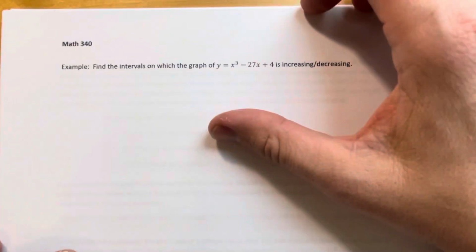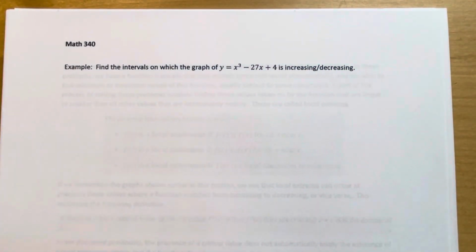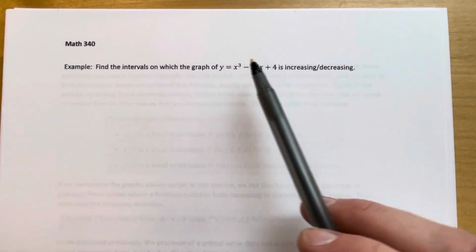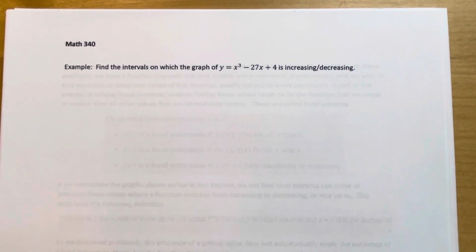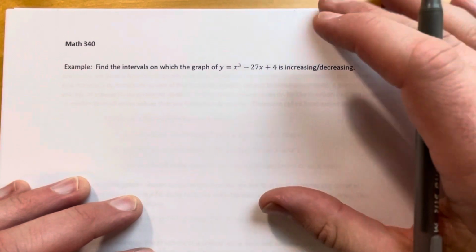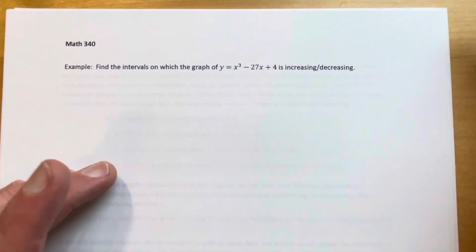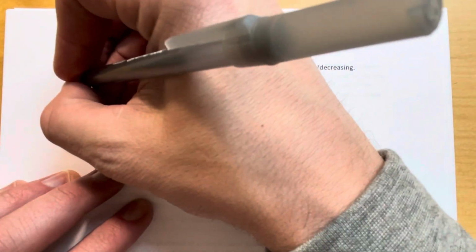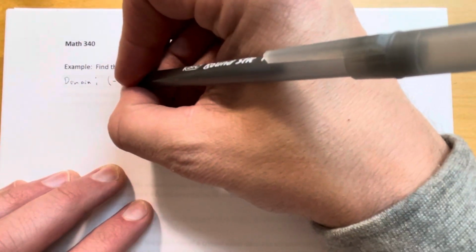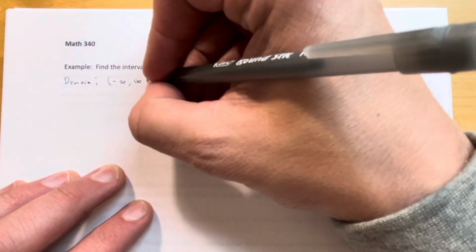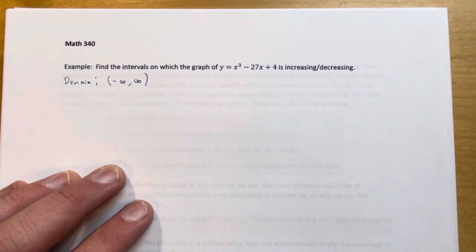Okay, so let's start with this one. We have this function, y equals x cubed minus 27x plus 4, and our job is to determine where this function is increasing or decreasing. So the first step would be to find the domain of this function. And the domain of this function is all real numbers. The domain is the interval from negative infinity to infinity. That's another way of just notating the set of all real numbers.